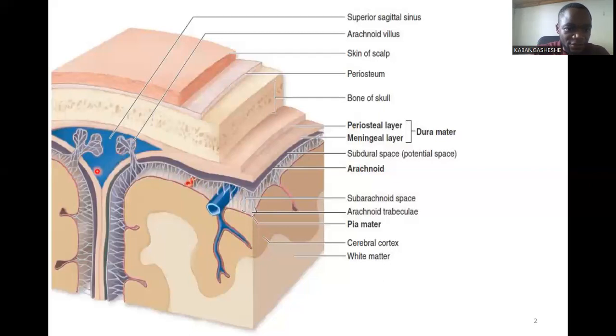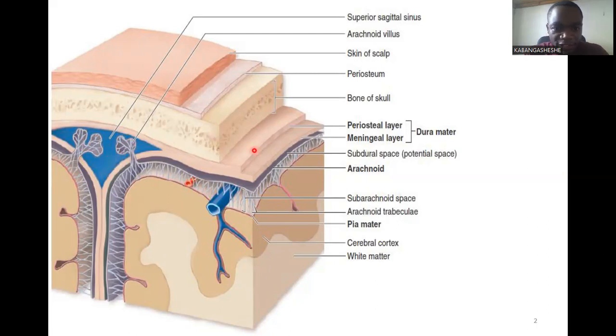So that is a vein you are seeing there, a very large vein known as the superior sagittal sinus. There are so many of them. We'll mention some of them as we go on towards the end of the session. So that's what I wanted to mention.